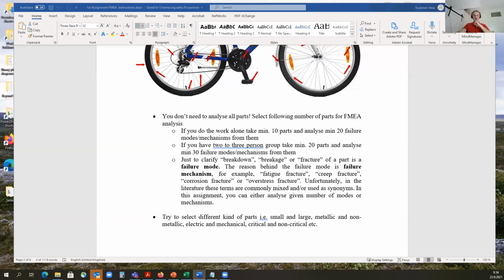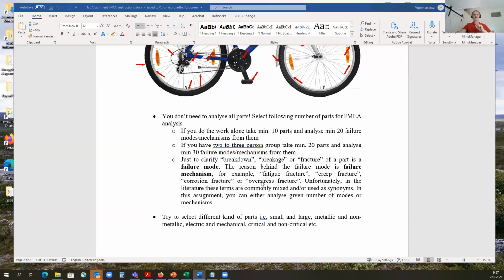Is it 30 modes or mechanisms each or in total? In total. So this is for the whole group. And then you need to, I'm coming back to this in a minute, what you need to do personally. I will answer the other question later on.